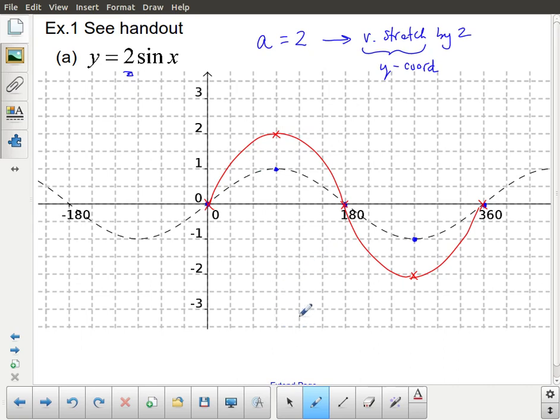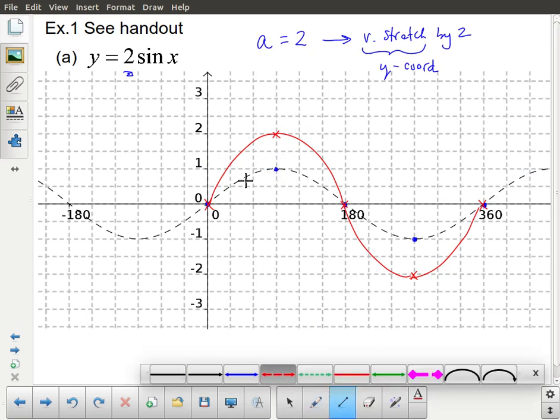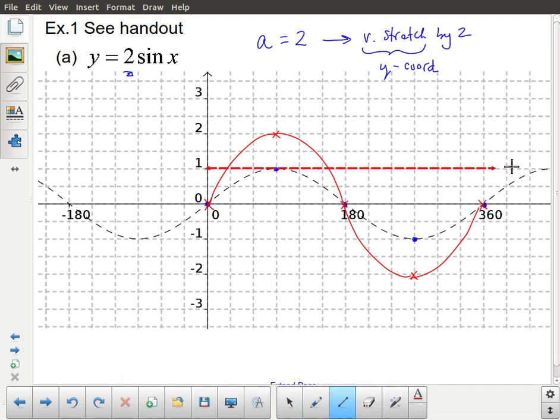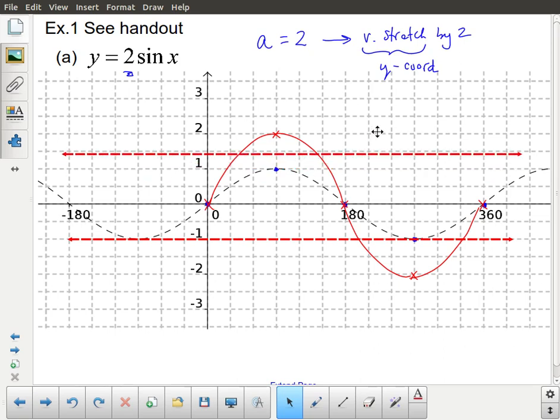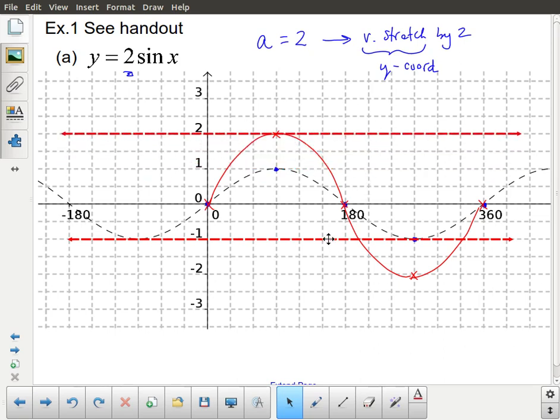Now, another way that you can think about this is that the amplitude used to be 1. So the amplitude, if I were to draw a couple of lines and say, well, the whole graph has to be between these lines. There's an amplitude of 1 for you. But now the amplitude has doubled, and so that means from the center line to the maximum has to become 2, and from the center line to the minimum has to become 2.